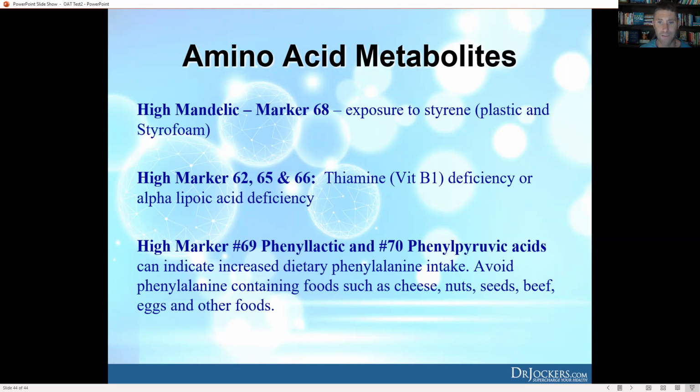Markers 69 and 70 can indicate increased dietary phenylalanine intake. And you're going to find phenylalanine in foods like cheese, nuts, seeds, beef, eggs, and other foods. And also sometimes people are supplementing in order to improve their cognition with phenylalanine because it's a dopamine precursor. So there are supplements that have phenylalanine to help support dopamine production. And so if you're supplementing with that, you may see those markers elevated on the test as well. So all good things to be looking at.